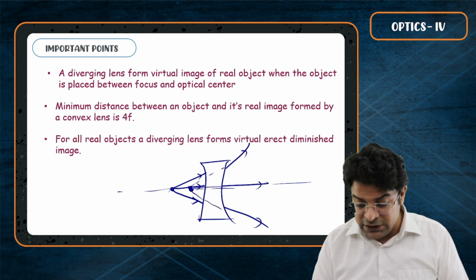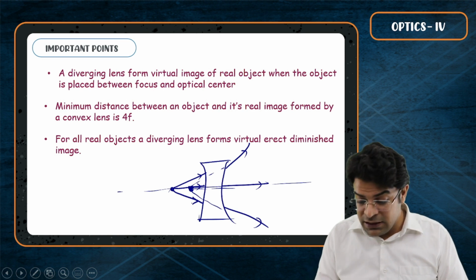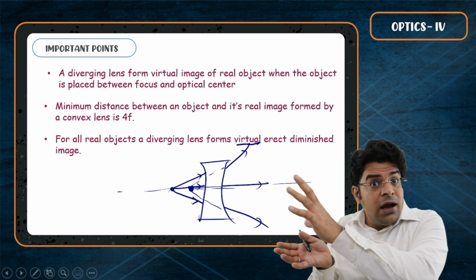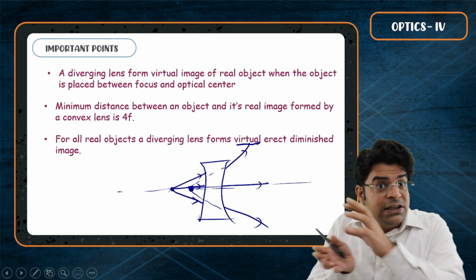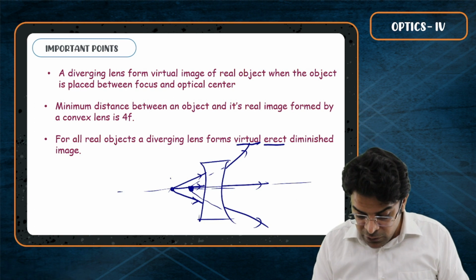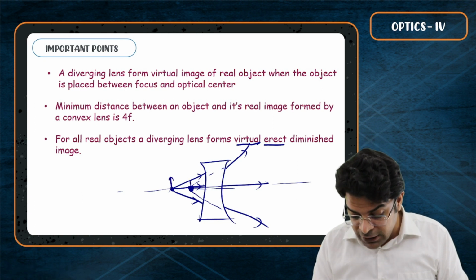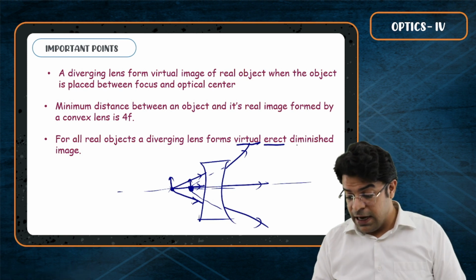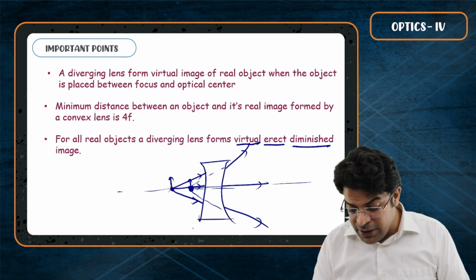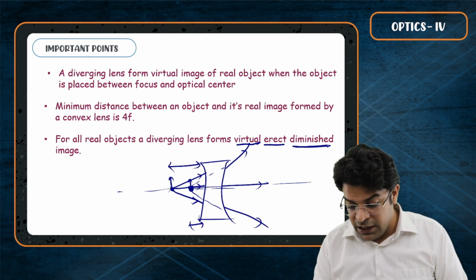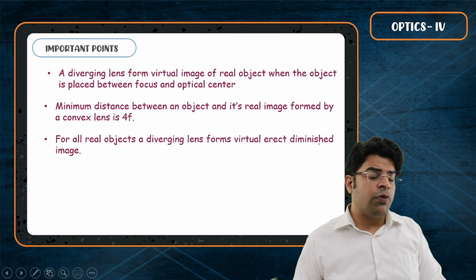Now, which type of image is this? Sir, it is a virtual image, because the refracted rays are not at all intersecting, their extensions are. This will be erect. Sir, how do you know? Because the real object and its virtual image are on the same side of the lens, so it has to be erect. And diminished, why? Because the image will be closer to the lens compared to the real object. That's why diminished. So these are the important points you should know.